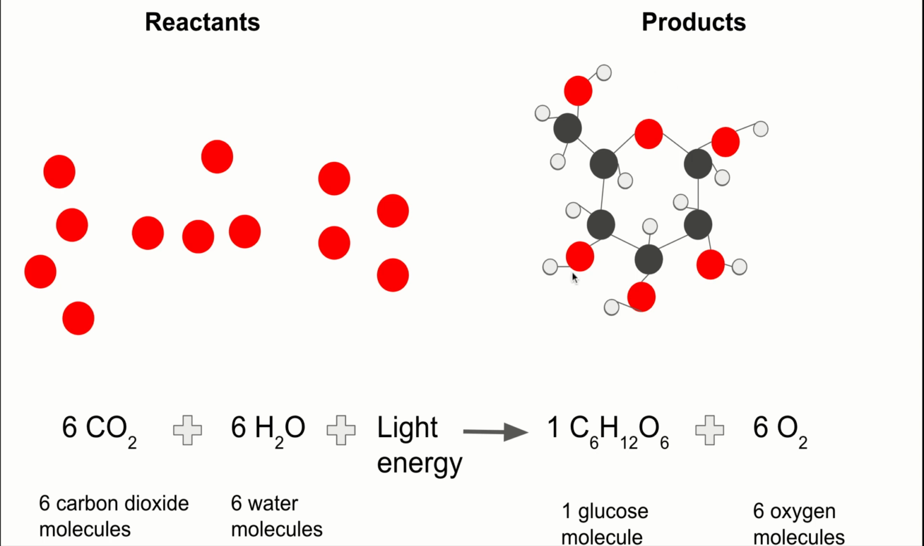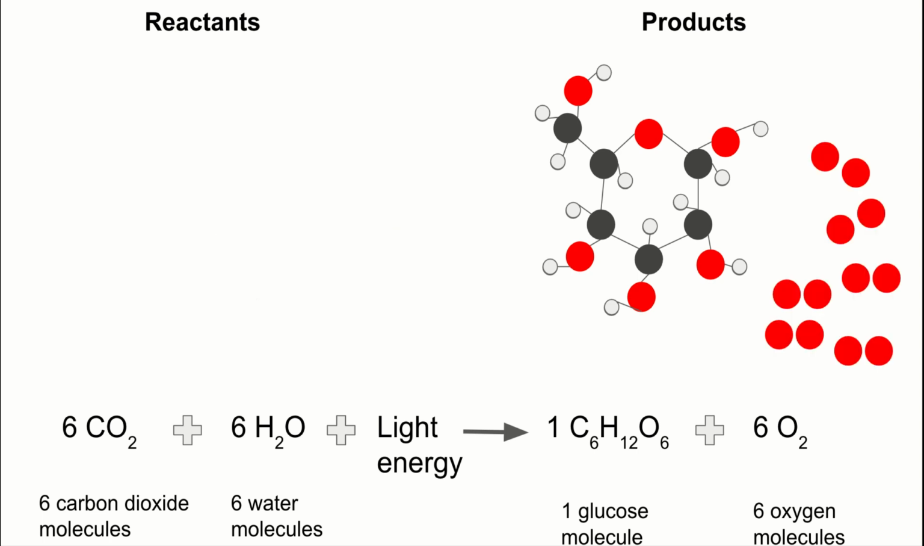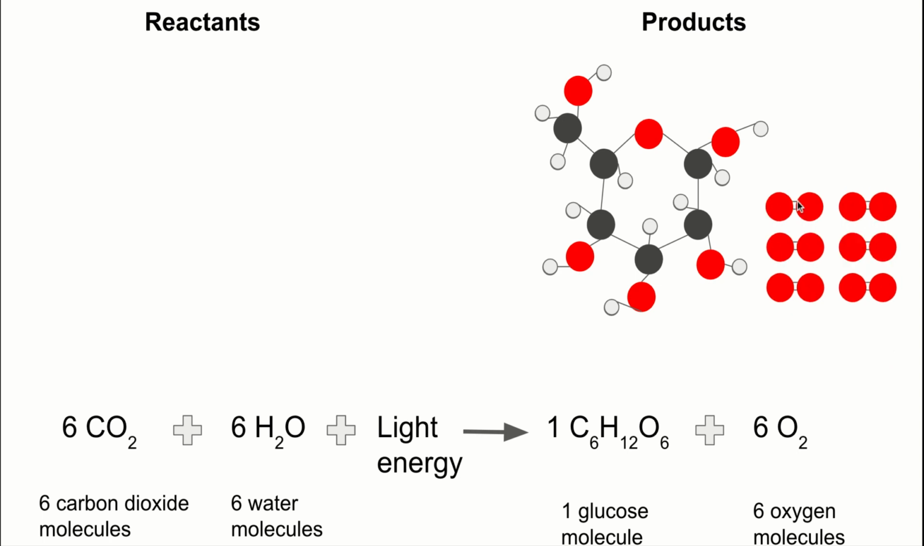I'm not done though. I made my glucose, but I've got all of these leftover oxygen atoms. What am I going to do with those? Well, if I just move them over here, you can see I can start pairing them up. And 2 oxygen atoms together makes an oxygen molecule. So I can connect those pairs of oxygen atoms together into 6 oxygen molecules. And now I did it.